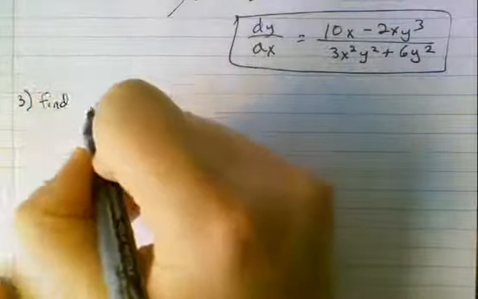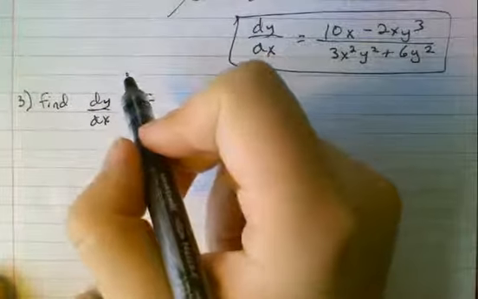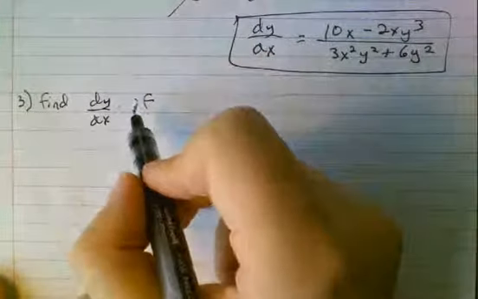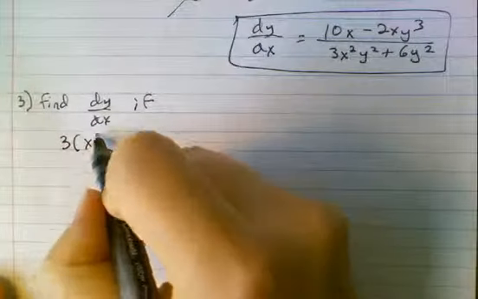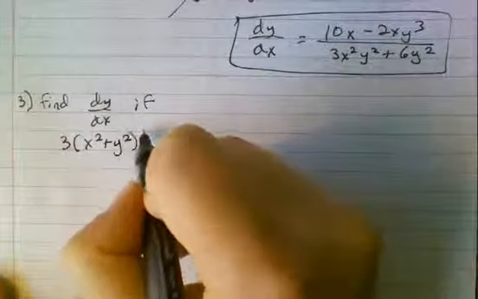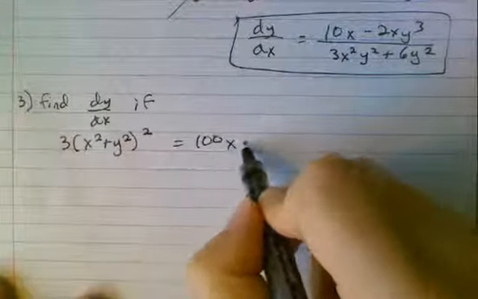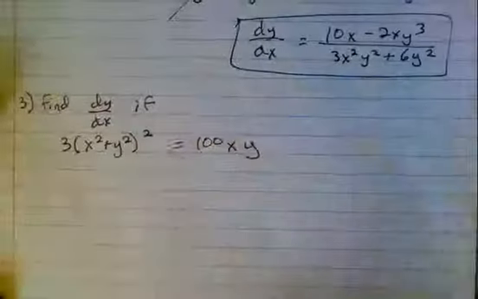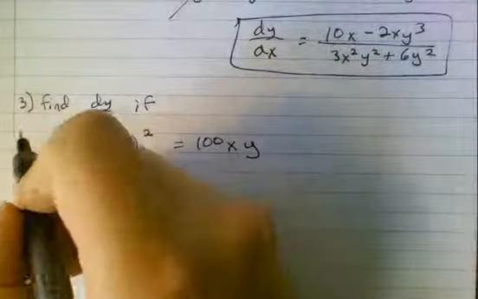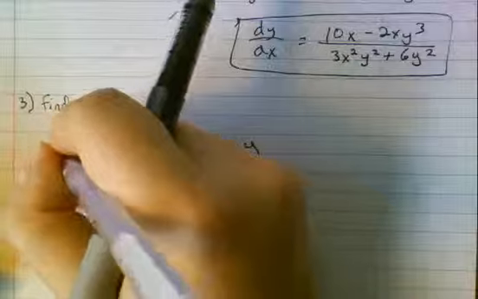So let's find dy dx if x squared plus y squared, squared, equals 100xy. So we're going to take the derivative of both of these sides with respect to x.